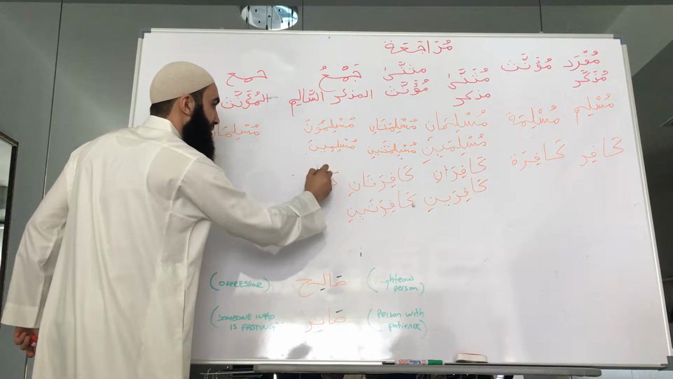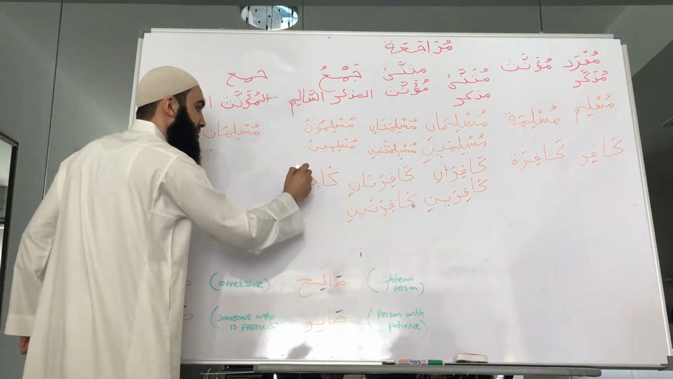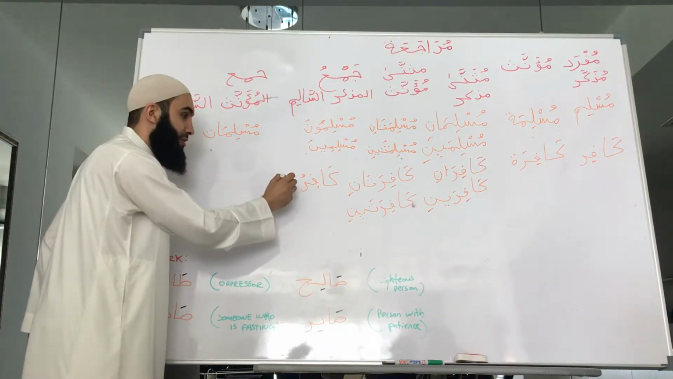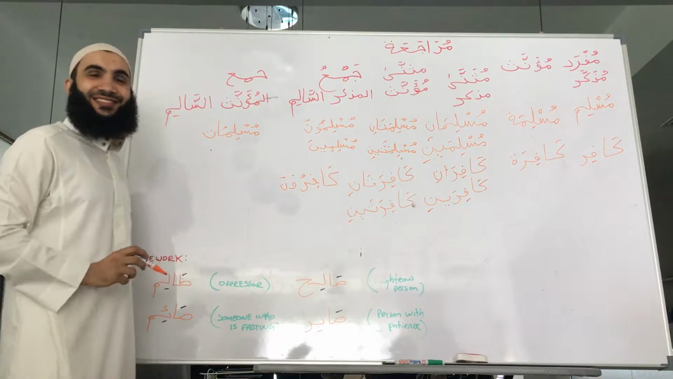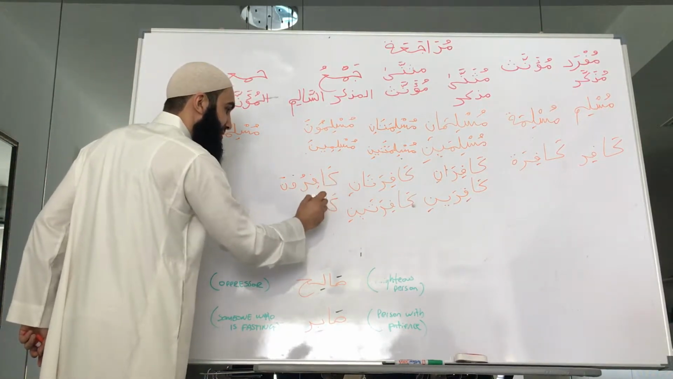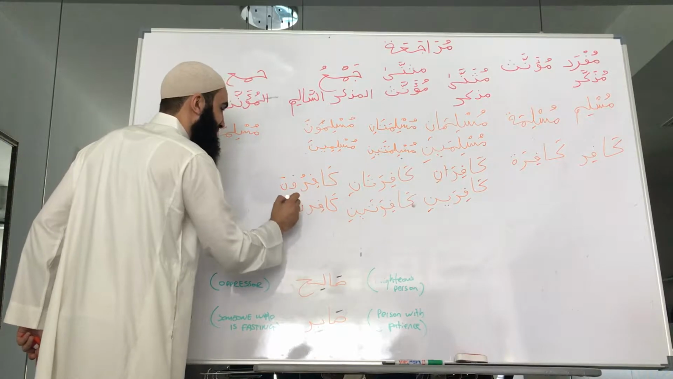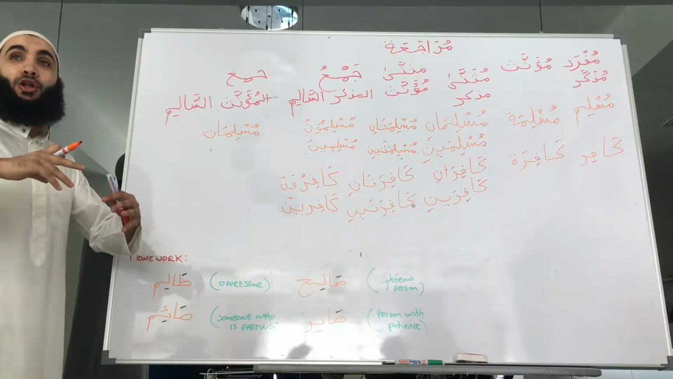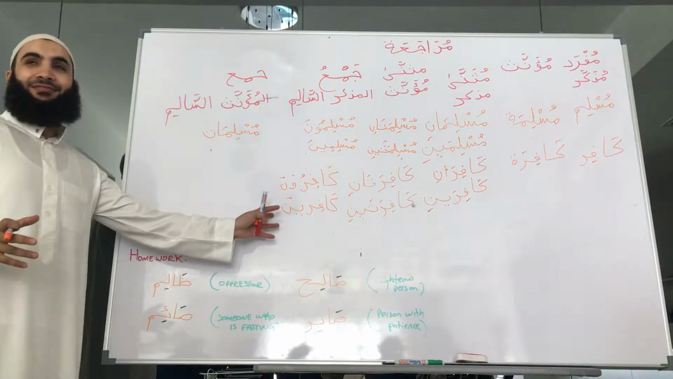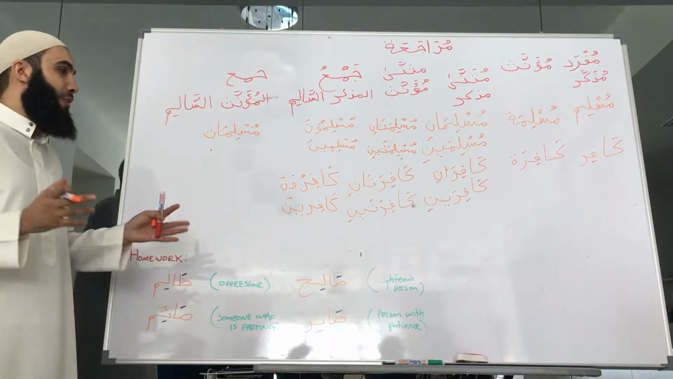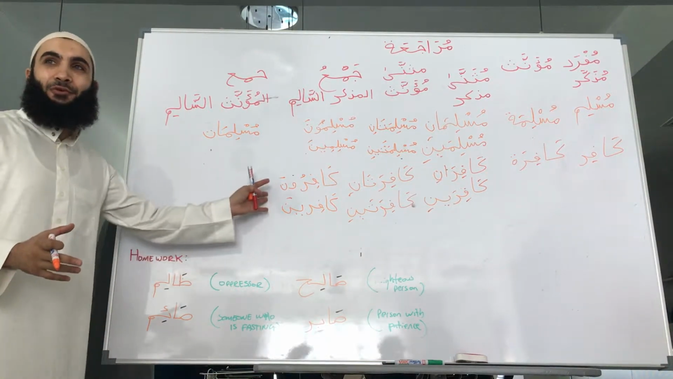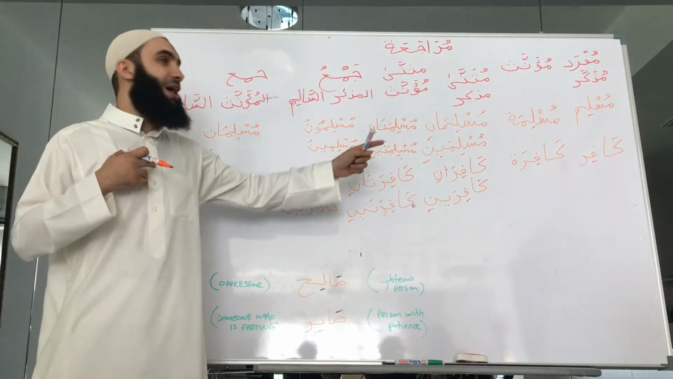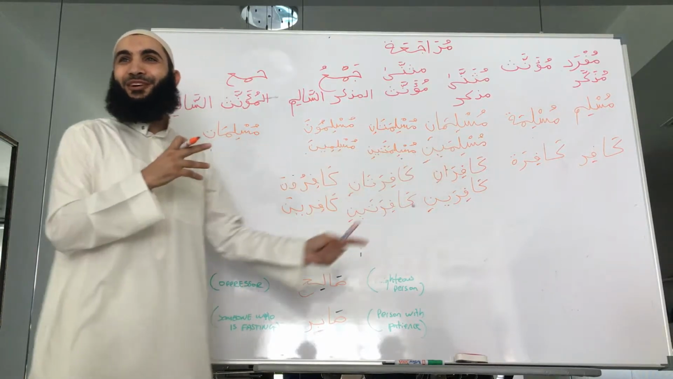The jam'u al-mudhakkar al-salim, the male plural, we add waw and nun. So we say kafir, and if I add waw and nun, kafiruna. And it can also be kafirina. Beautiful. Clear? That's for the male plural. So we do not like the kafirin or the kafirun. We try to stay away from the ways of the kafirun, because we're talking about all of them. But I don't want to be like a kafir, singular form.